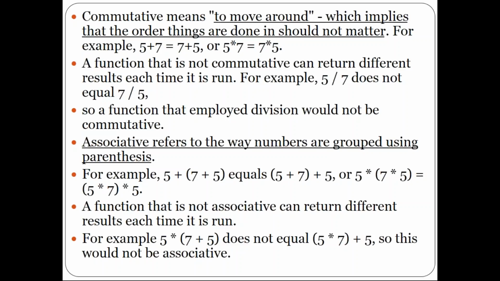If I count 5 plus 7 first and then count 5, or if I count 5 first and then count 7 plus 5, that doesn't make any difference to me. In the same way, 5 into 7 into 5 is also equal to 5 into 7 into 5. This is the parenthesis grouping of numbers before you perform the transformation. If this is not associative, then that can give different results.